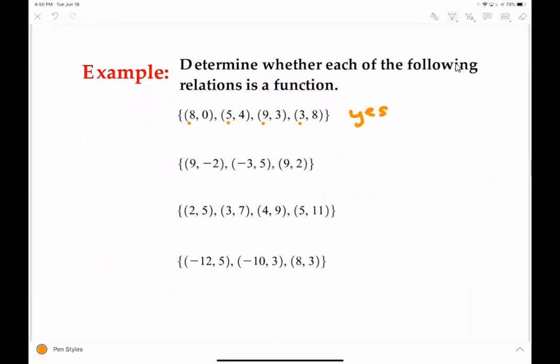Our second example, we have 9, -3, and 9. Notice that these 9s are repeated. Since our x value has a repeated number, this would not be a function. Our third example, we've got 2, 3, 4, 5. There's no repeated x, so yes, it's a function. And our last example, -12, -10, and 8. There's no repeated x, so this one is also a function.